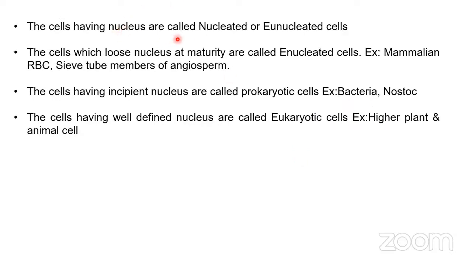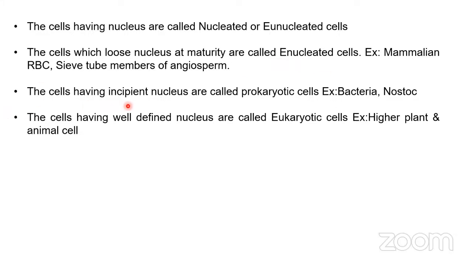So the cells having a nucleus are called nucleated or eunucleated cells. The cells which lose the nucleus at maturity, for example, we know that mammalian RBC or sieve tubes in the case of angiosperms, these cells lose the nucleus when they mature. So these are called enucleated cells.